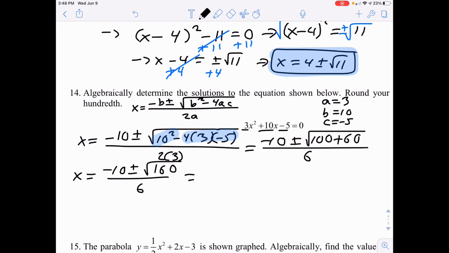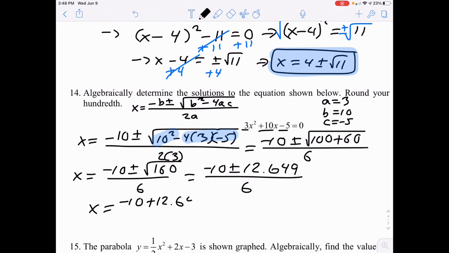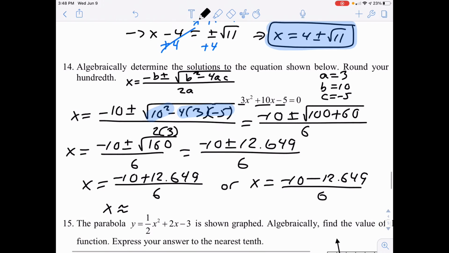Well, the square root of 160 is about 12.649, about there. Okay, your two solutions would be negative 10 plus 12.649 over 6, or x equals negative 10 minus 12.649 over 6.